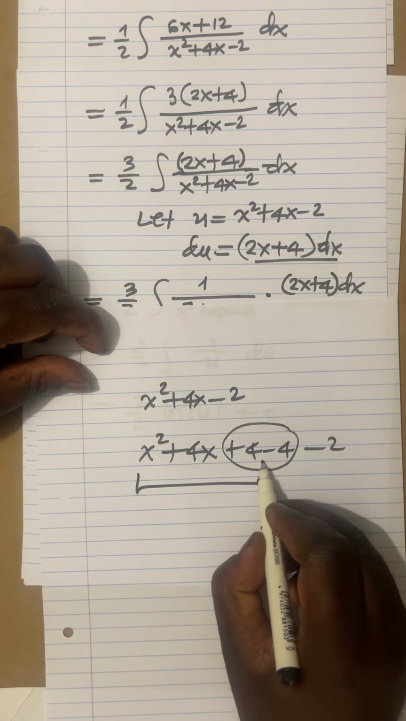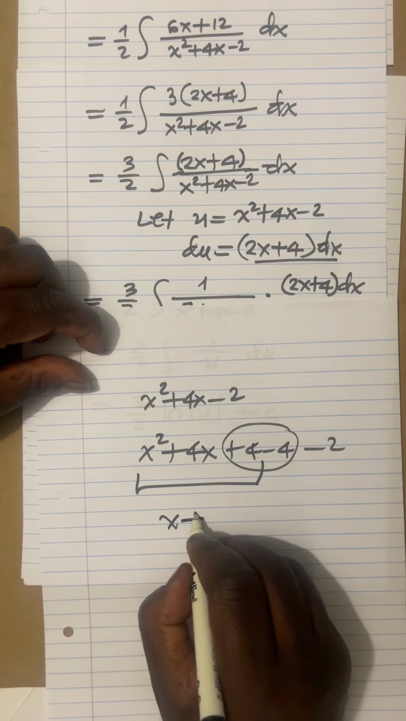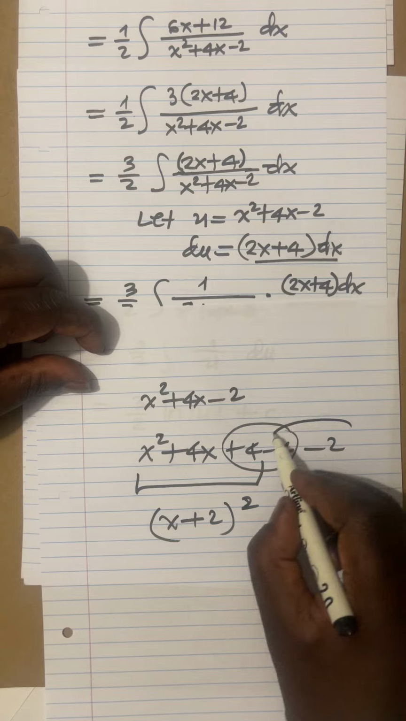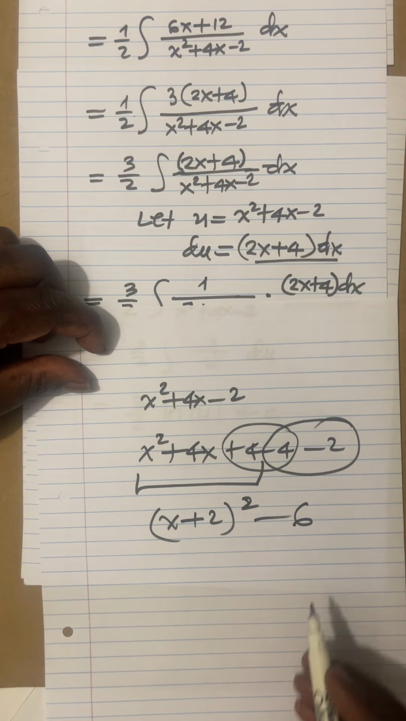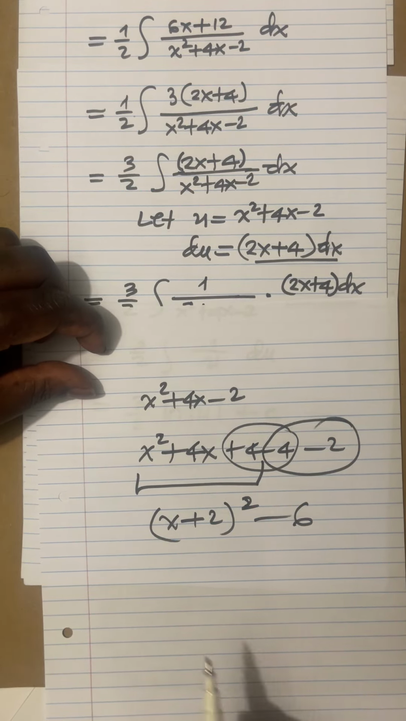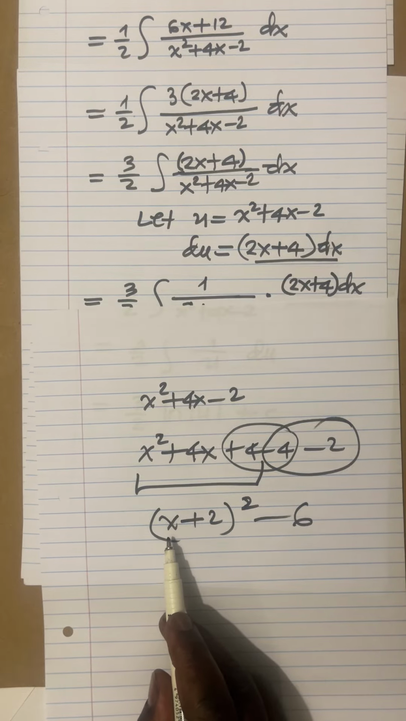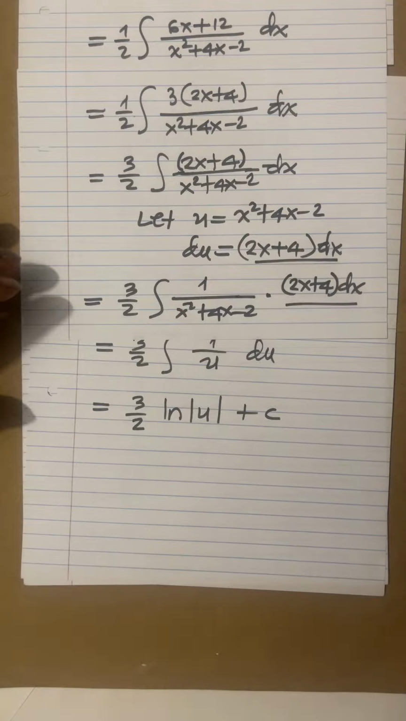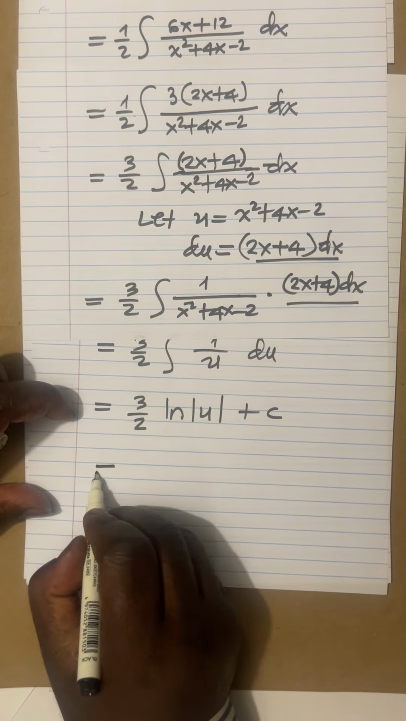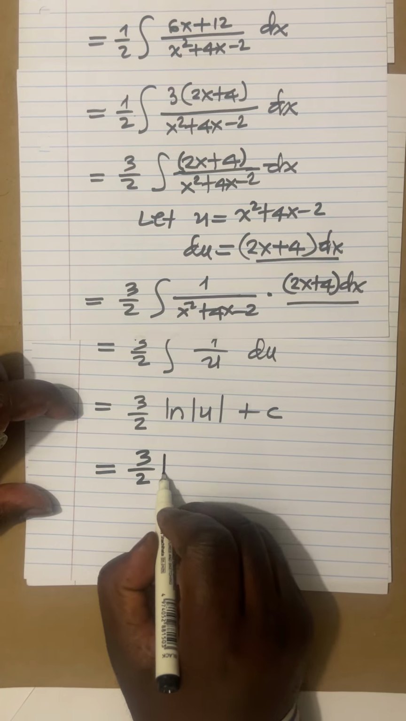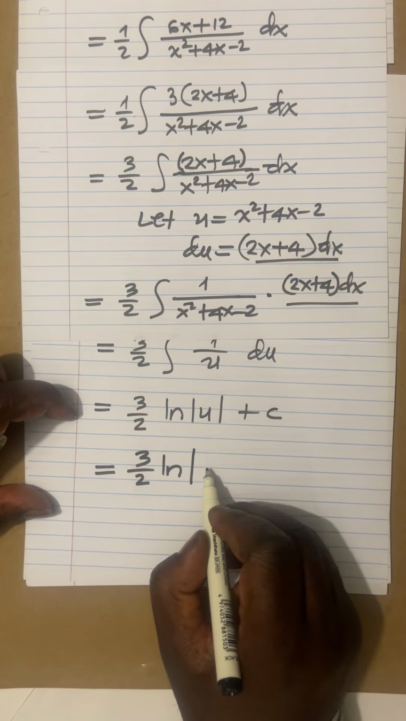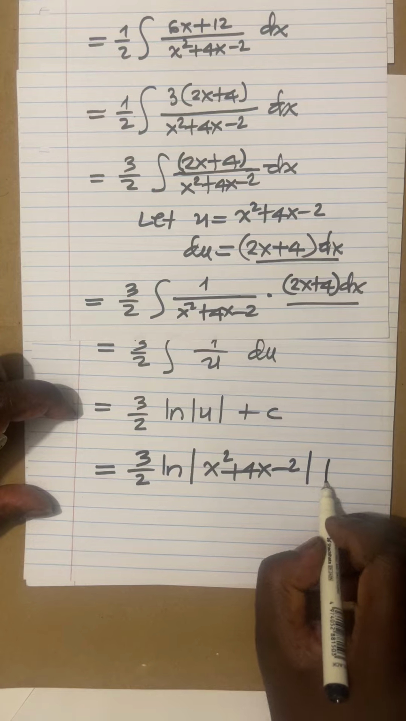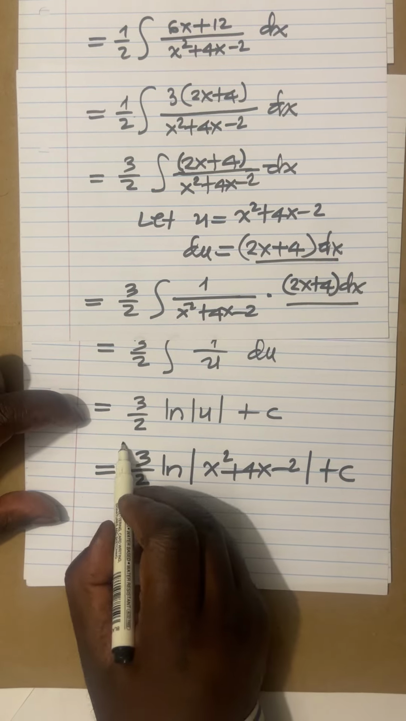You're going to have to factorize this part, which gives you x plus 2, in brackets, squared. But minus 4 minus 2 is minus 6. So yes, this can be negative, depending on the value of x. For example, when x is 0, this can be negative. Therefore, we have to use absolute value signs, so we must maintain that. So our final solution is 3 over 2, the natural log of the absolute value of x squared plus 4x minus 2, plus c. That's our final solution right there.